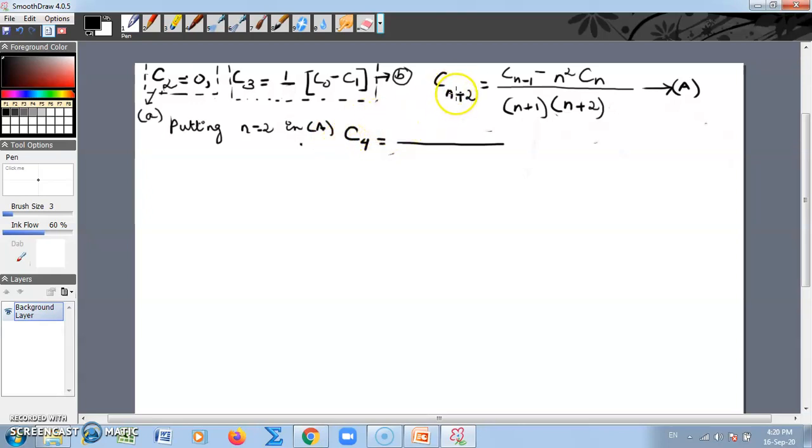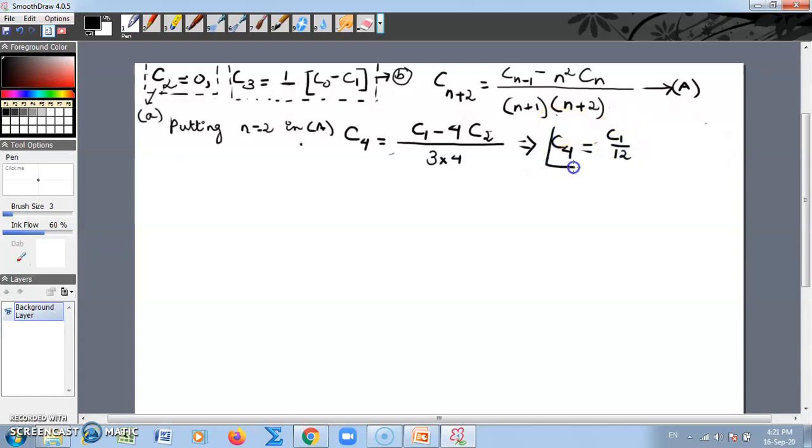So when I put n is equal to 2, 2 plus 2, 4 here, c n minus 1 means c 2 minus 1, so it is c1. Since I put here n square, this will be 4, and this is c2. And this is 2 plus 1, 3, and 2 plus 2, 4. So this is 3 multiplied by 4, which implies that C4 is equal to C1 by 12.